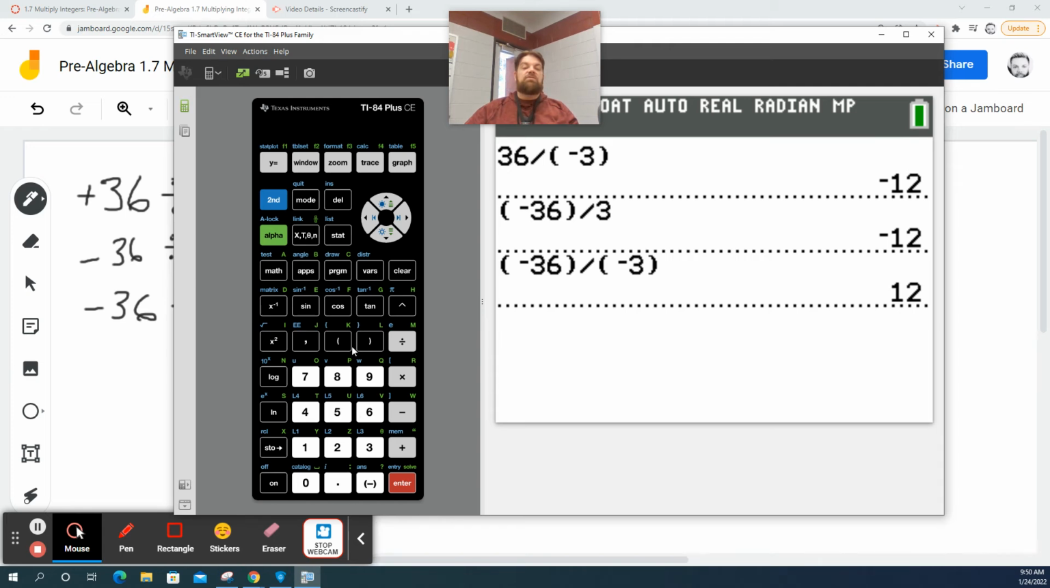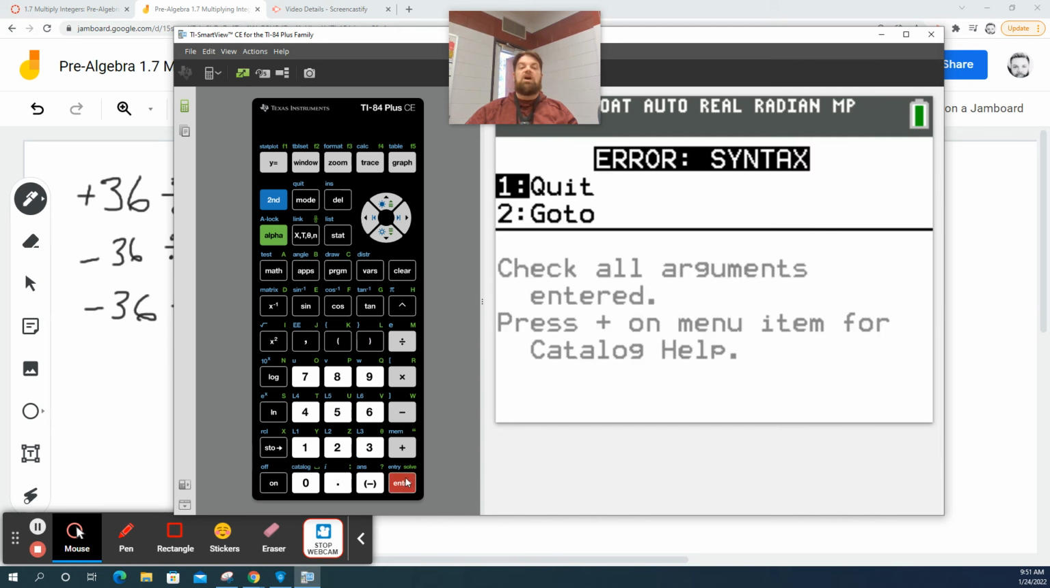Now, what happens if I do this, though? If I say -36, first of all, do you know the difference between this symbol and this symbol? Can you tell how this one's longer? When I hit the minus button instead of the negative symbol, it looks like this. Watch what happens when I divide that by 3. Uh-oh, got an error. Syntax error. Why is that?